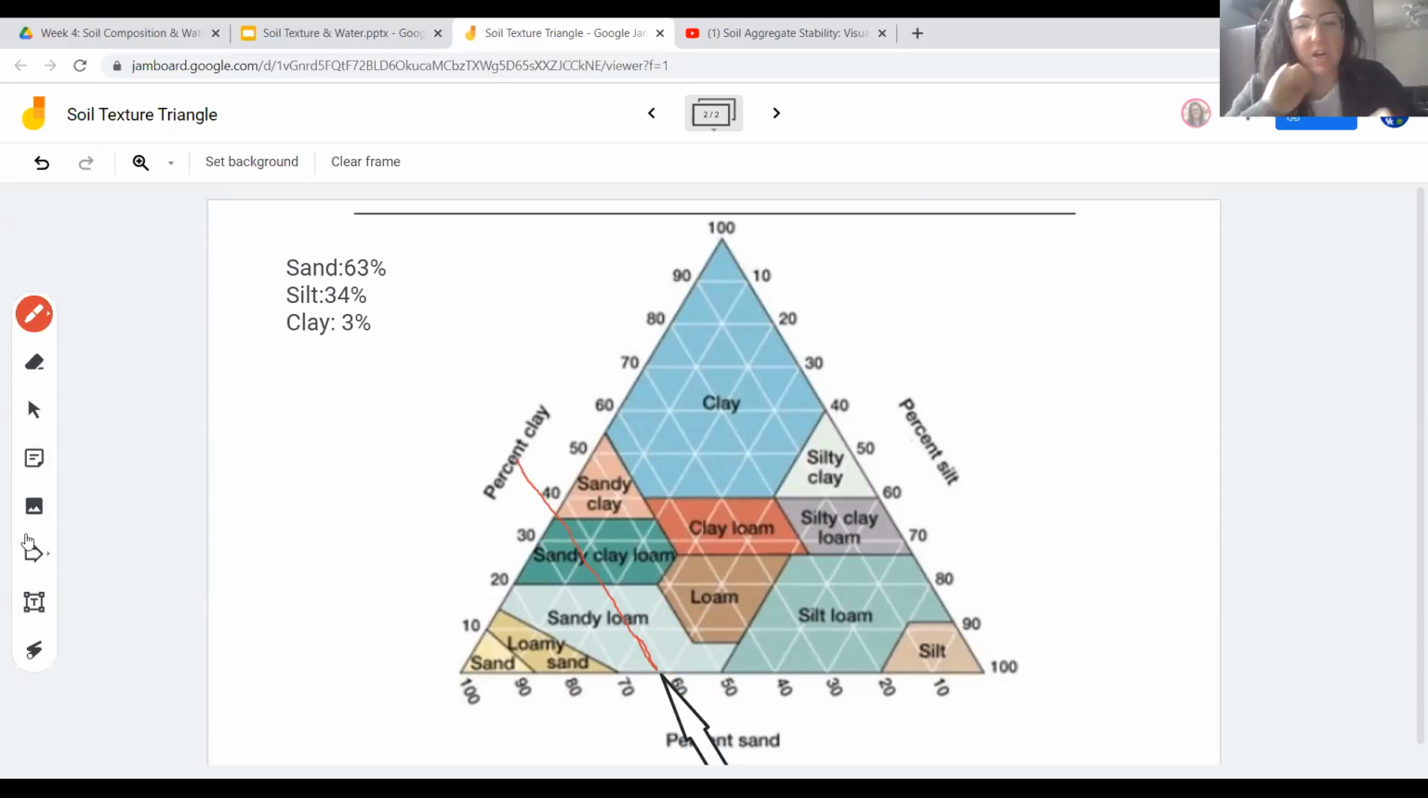So does that make sense to y'all that she drew that line just to the left of the 60 at the bottom because we're at 63%? And then went up and to the left on that diagonal.